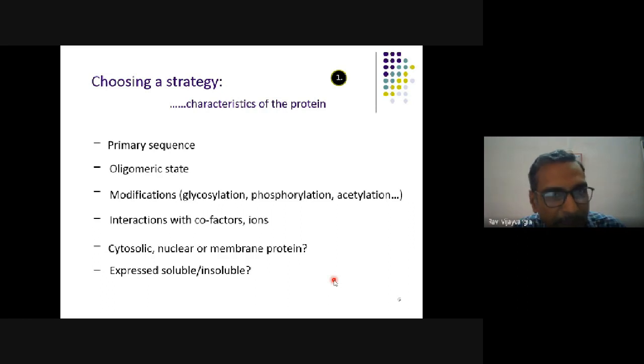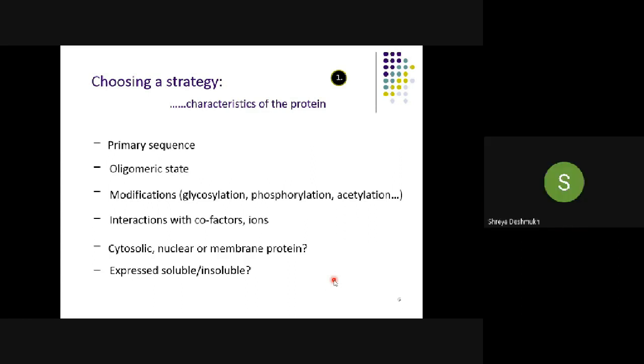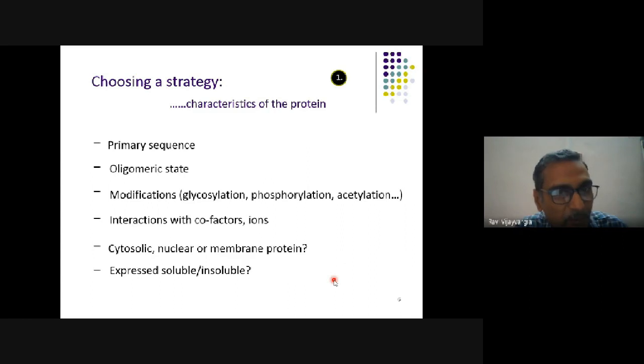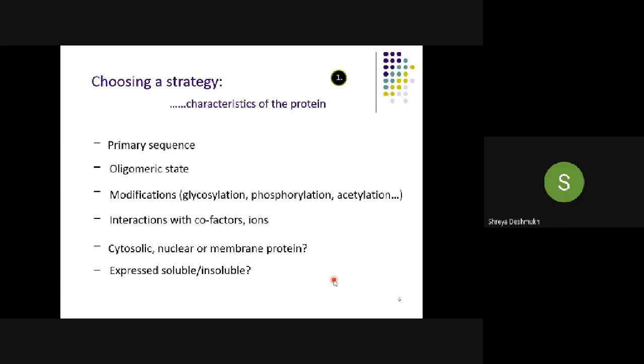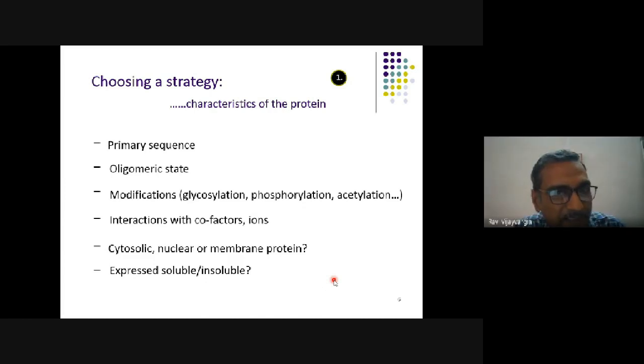The primary sequence might tell that your protein is 50 kilodalton, but if it is going to form a tetramer, what will be the net effective size? 200. Yeah, okay. So that is important, because during purification, if you are looking at the peak of 50 kilodalton and you are not getting your protein, then you will be disappointed, because your peak will come at 200 kilodalton. Yes, sir. So that's why if you have the information of oligomeric state, that also helps you design the strategy for purification.